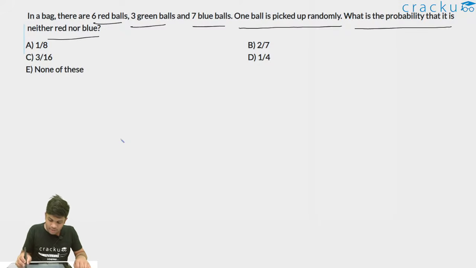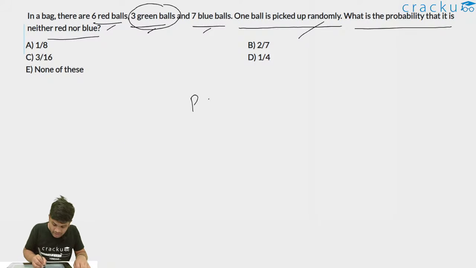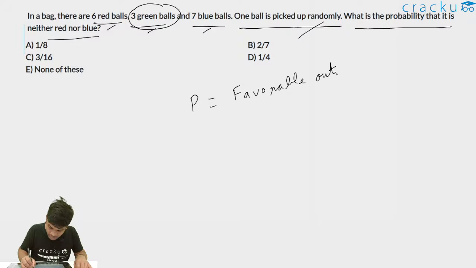So what we have to do is find the probability that the ball is neither red nor blue. We have red balls, green balls and blue balls. If the ball is neither red nor blue, we will only have green balls. So we have to pick one ball randomly. The probability is the number of favorable outcomes divided by total outcomes.